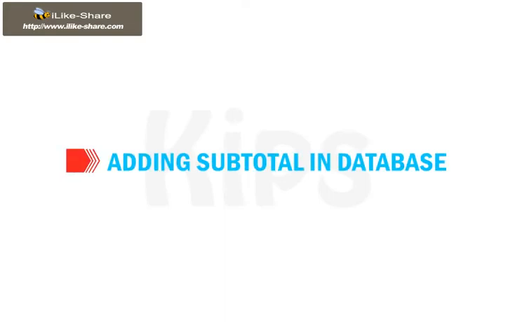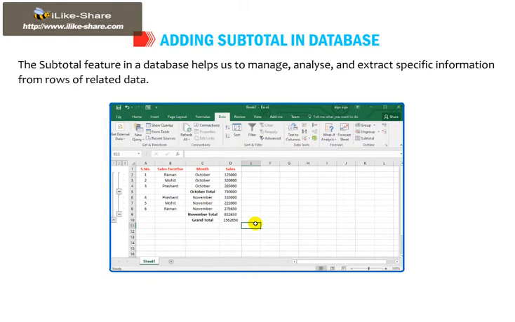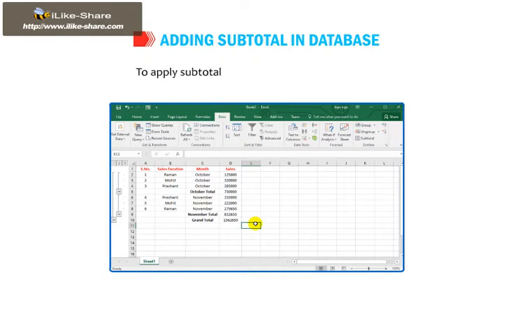Now let me tell you how to add subtotal in database. The Subtotal feature in a database helps us to manage, analyze and extract specific information from rows of related data. To apply subtotals, the database must be sorted. Let us learn the use of this feature through the given table.